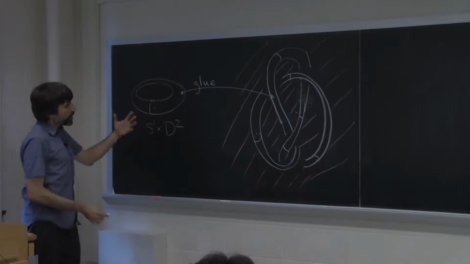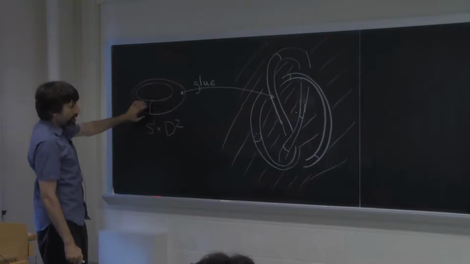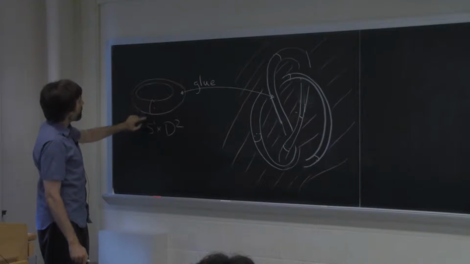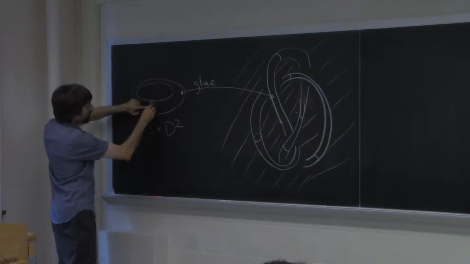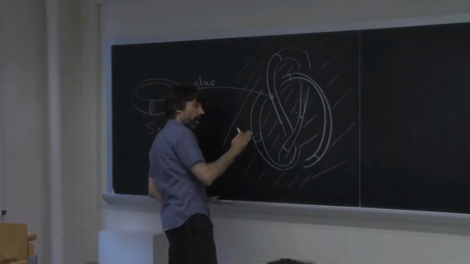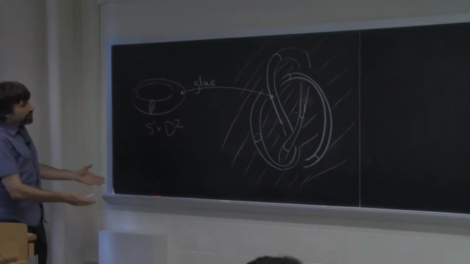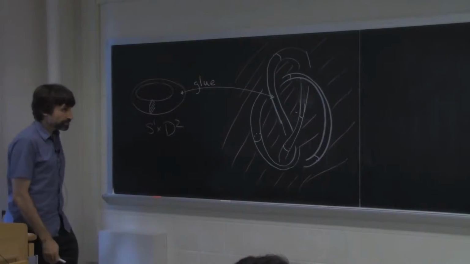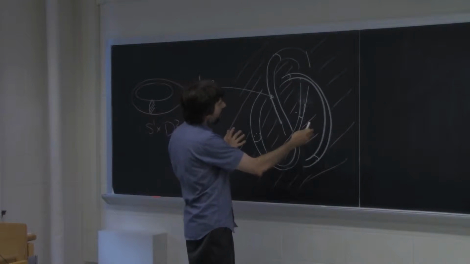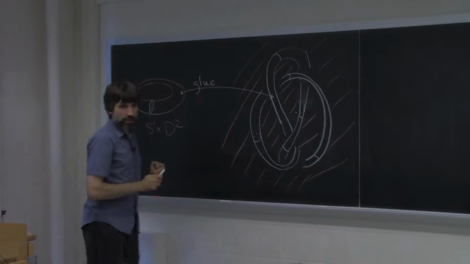And of course, if you do this by the identity map, you get the three-sphere back. But if you take some more interesting gluing map that takes the curve here, which bounds a meridian disk, maybe to something that winds many times around the original knot, then you get some other closed three-manifold. And so you can ask what changes about your three-manifold when you do this operation.